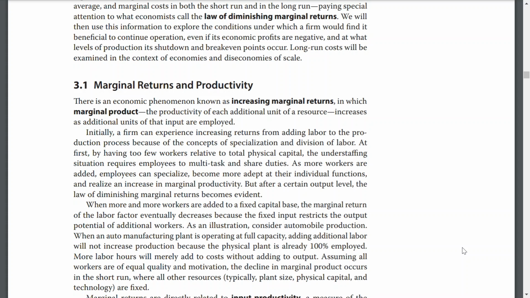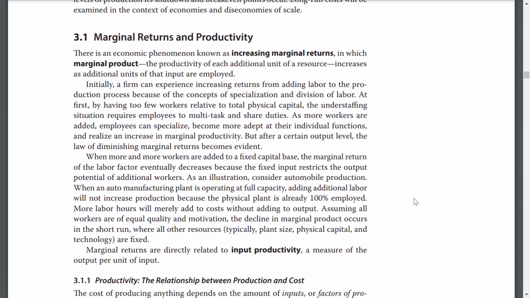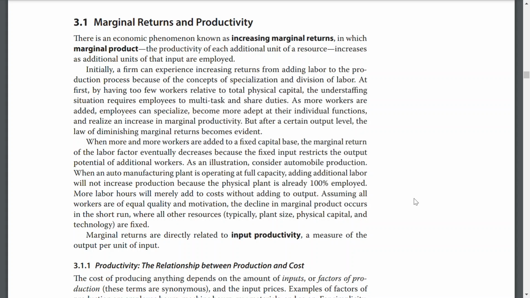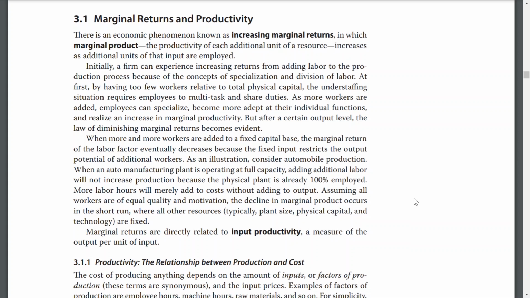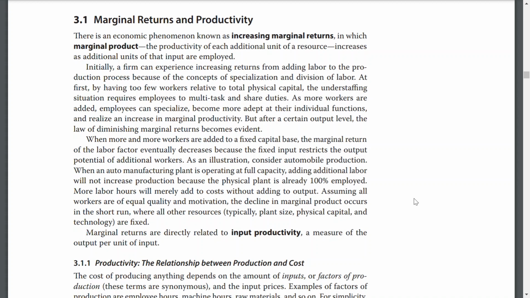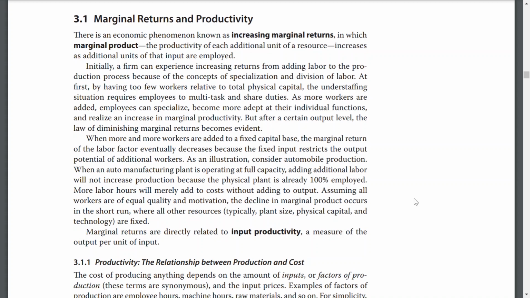At first, by having too few workers relative to total physical capital, the understaffing situation requires employees to multitask and share duties. As more workers are added, employees can specialize, becoming more adept at their individual functions and realize an increase in marginal productivity. But after a certain output level, the law of diminishing marginal returns becomes evident. Where more and more workers are added to the fixed capital base, the marginal returns of the labor factor eventually decrease because the fixed input restricts the output potential of additional workers.